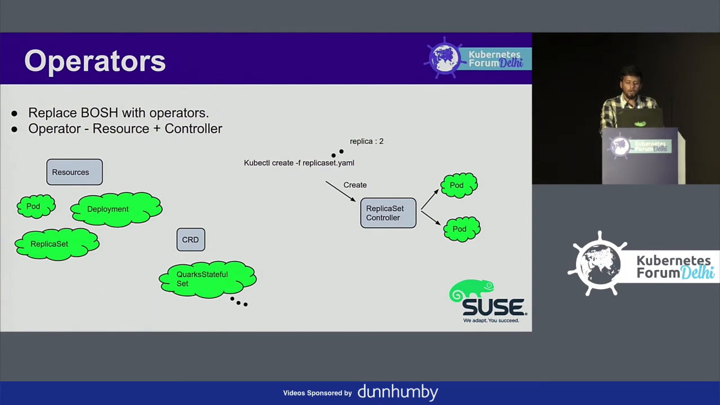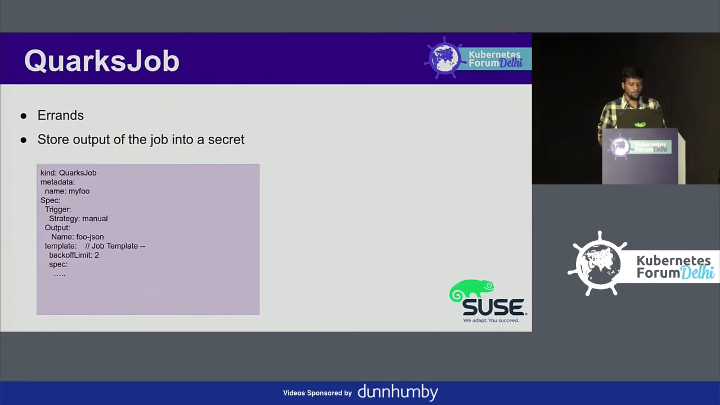Now, as I said, our goal was to replace BOSH with operators, and we had to replicate all the features of BOSH. So we divided the features of BOSH into 3 sets and developed an operator for each set. Each operator is an extension of a particular resource in Kubernetes and has some additional features. I'll be touching upon the additional features of each operator now. The first one is Quarks Job. It is an extension of the Kubernetes job resource.